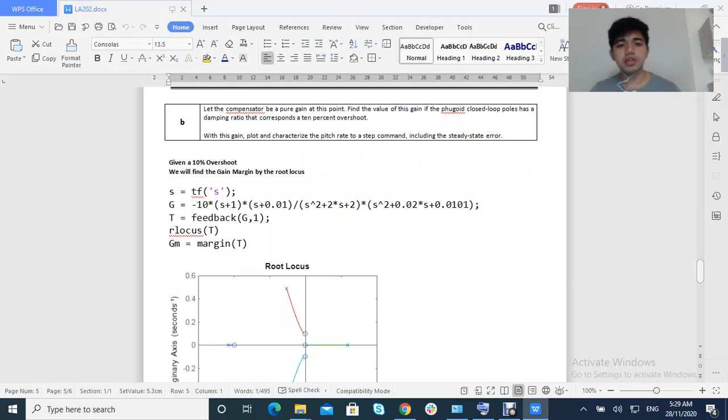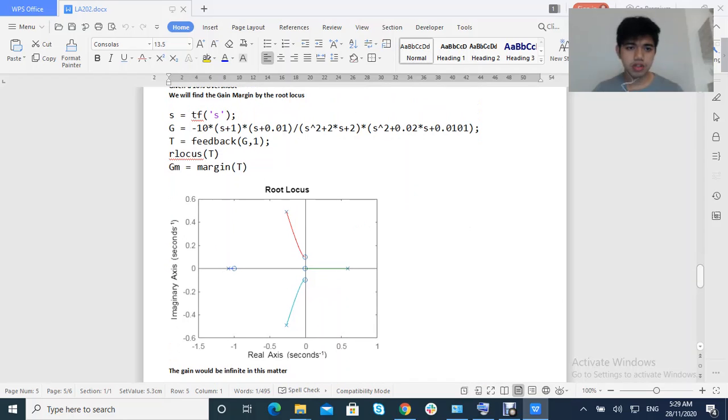So the next question is, let the compensator be a pure gain at this point. Find the value of the gain of the Phugoid closed loop pole which has a damping ratio that corresponds to 10% overshoot. Again, note that we will be using a 10% overshoot. With this gain, characterize the pitch rate response to a step command, including the steady state error. Given the 10% overshoot, we will find the gain margin by the root locus.